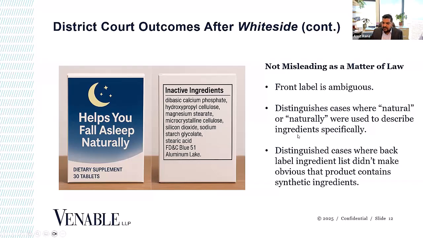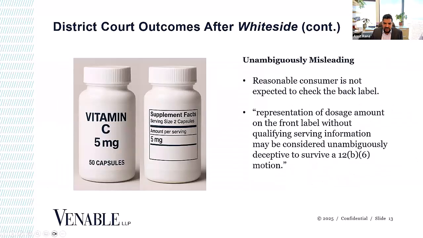So let's look at a couple examples where the court did not dismiss claims. You see a supplement product here where the front says 5 milligrams, 50 capsules. The plaintiff basically said, well, you need 2 capsules for 1 serving size, and so you don't actually have 50 capsules of 5 milligrams. You have 50 capsules of 2.5 each. The court here says a reasonable consumer should not, in this instance, be expected to look at the back.